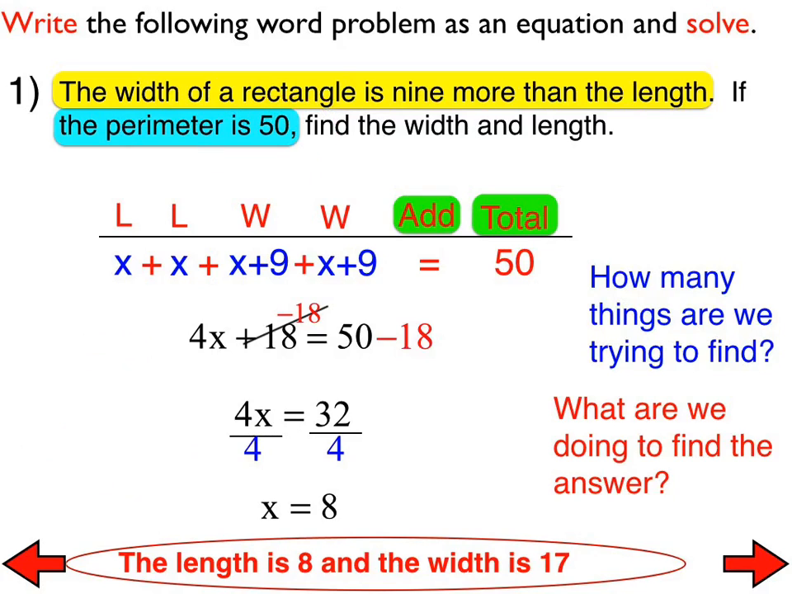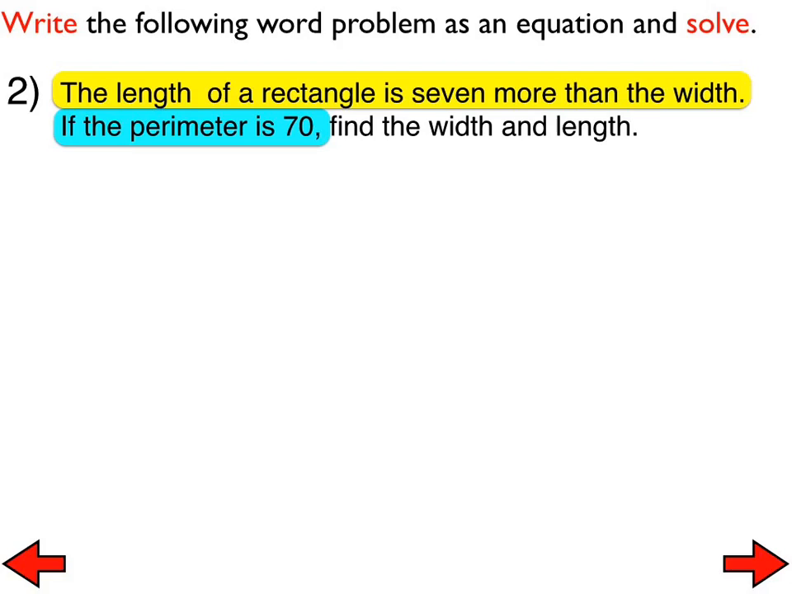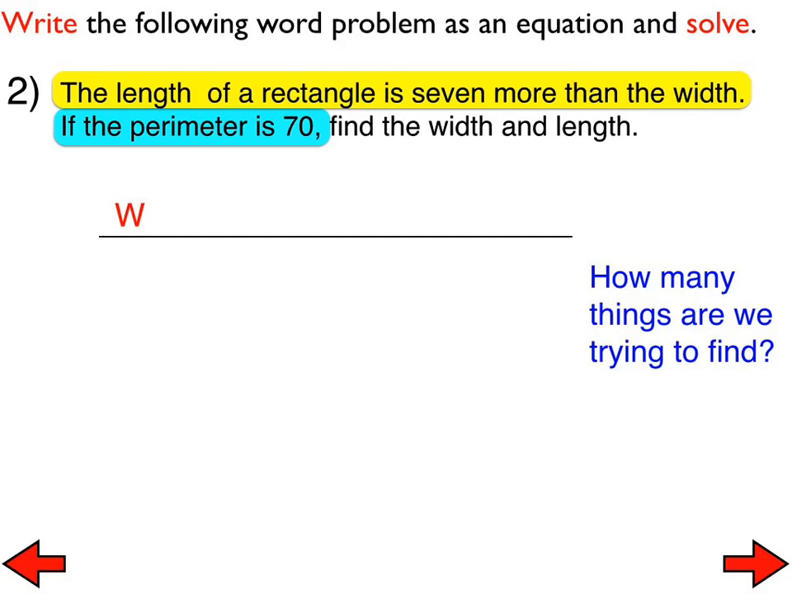All right, everybody, try number 2 all the way through. We'll compare with our shoulder partner after we're finished. Okay, so we compare with our shoulder partner. Most of you have exactly the right thing. It looks good. The length of a rectangle is 7 more than the width. The perimeter is 70. We're finding the width and the length. We need to think about which one is smaller. In this problem, the width is smaller. In the previous one, the length was smaller.